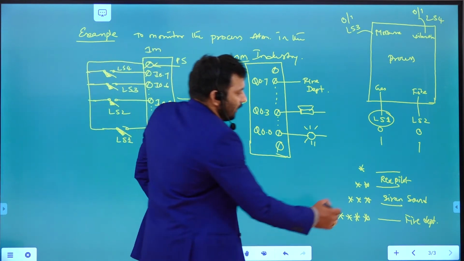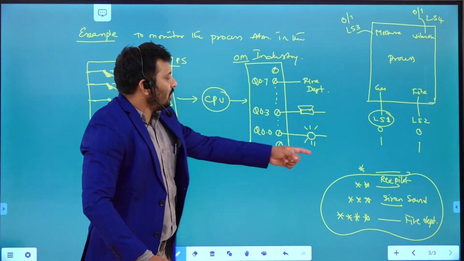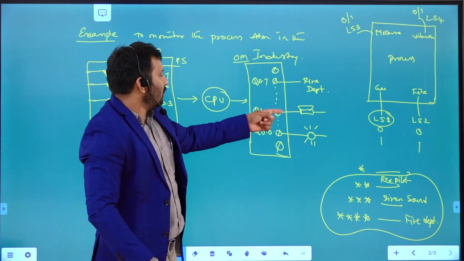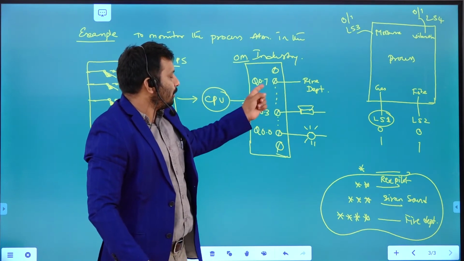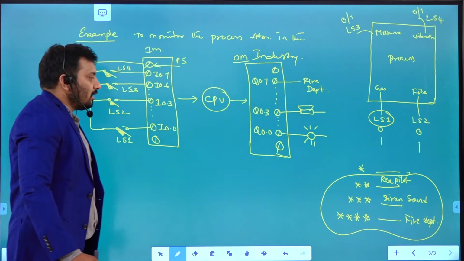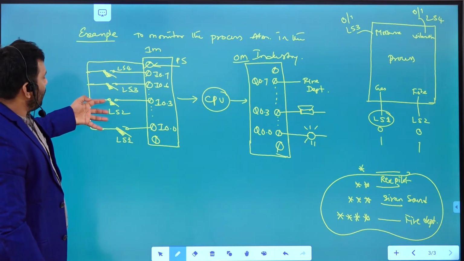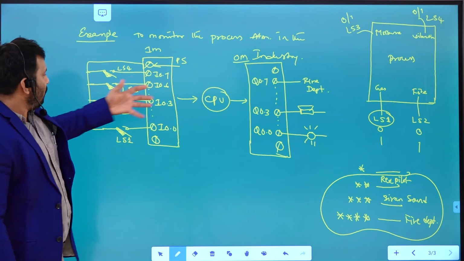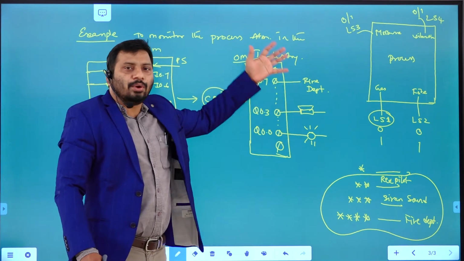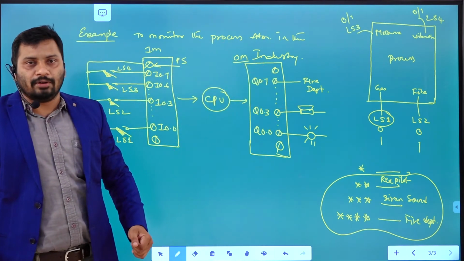So here three indications are there, for 3 indications, right. For red light, this one Q 0.0, for sound Q 0.3, for the fire department Q 0.7, right, 4 outputs. So for this, what I have to do, right: if all inputs are zeros, no one should be on. That means no need to indicate, no need to sound, no need to communicate with the fire department.